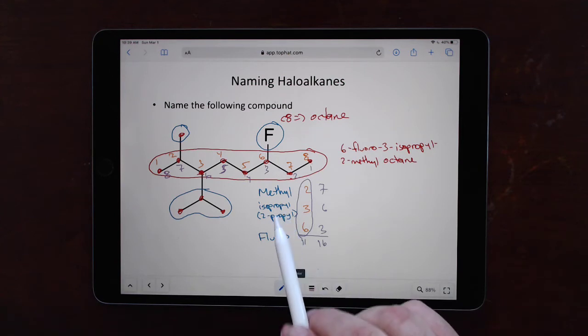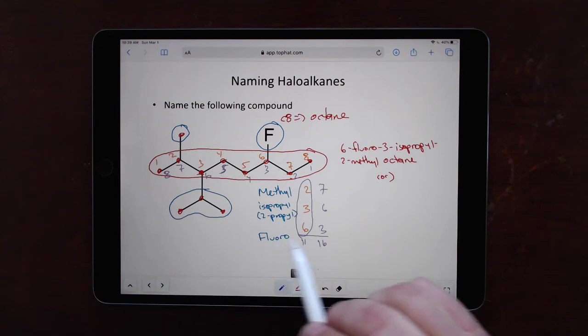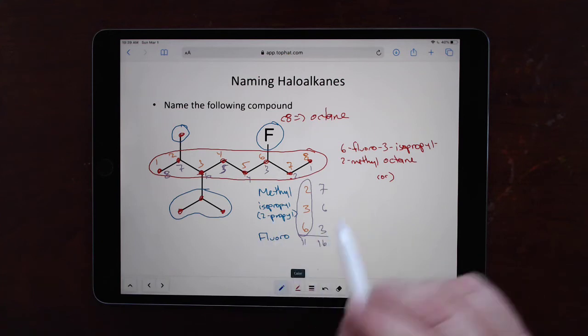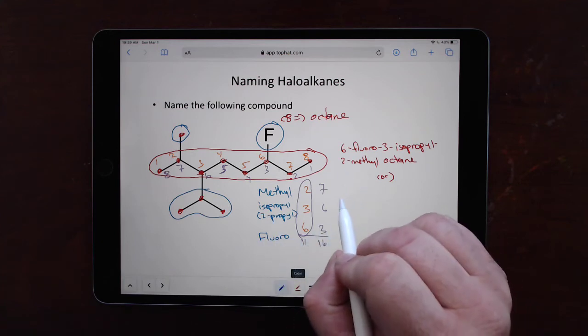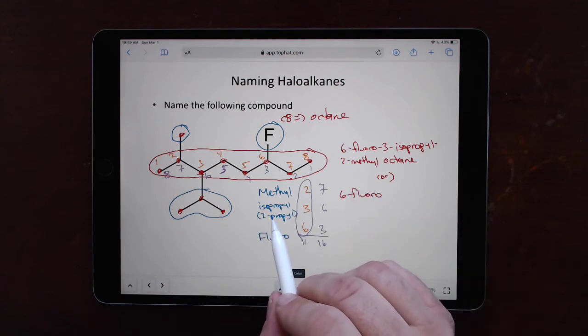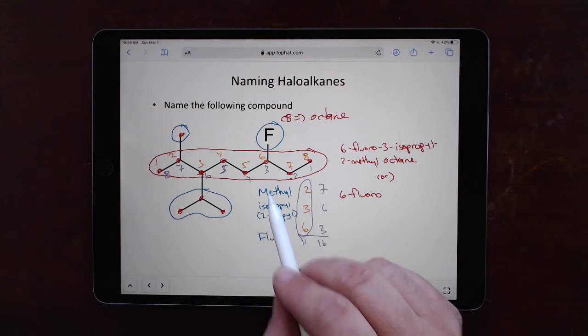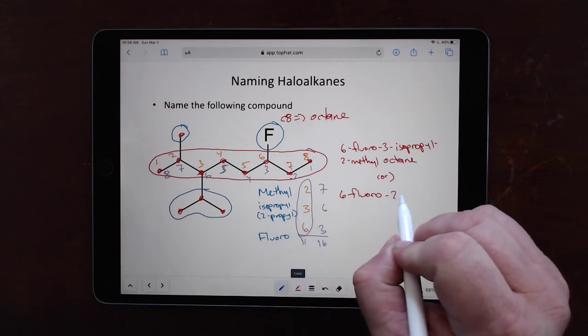Now, if you were going to use the 2-propyl instead of isopropyl, again, fluoro is going to be first. So it's going to be 6-fluoro. Now for this one, you're comparing methyl to propyl, so the methyl would come first. And so for this one, it would be 2-methyl.